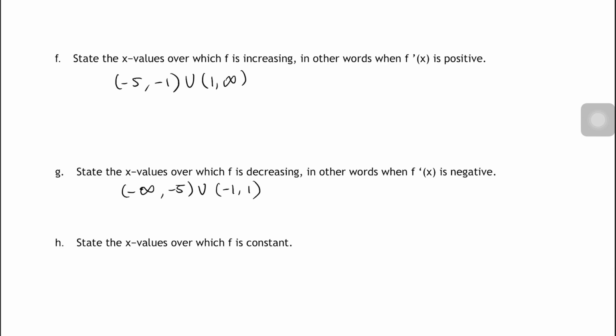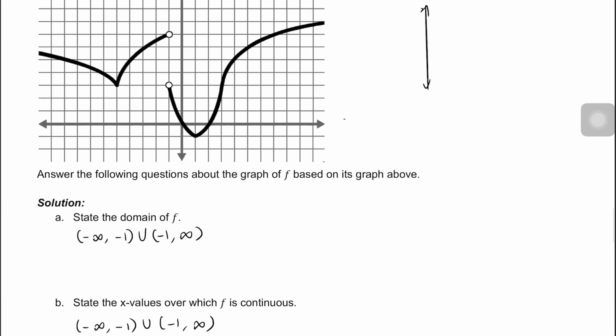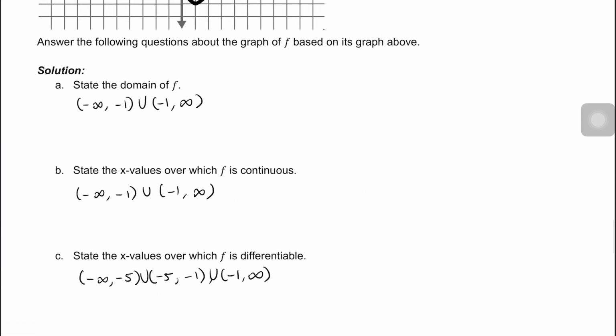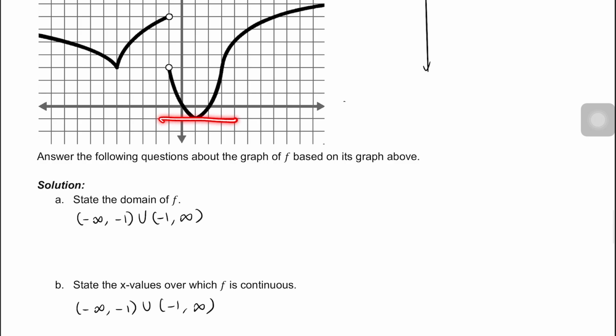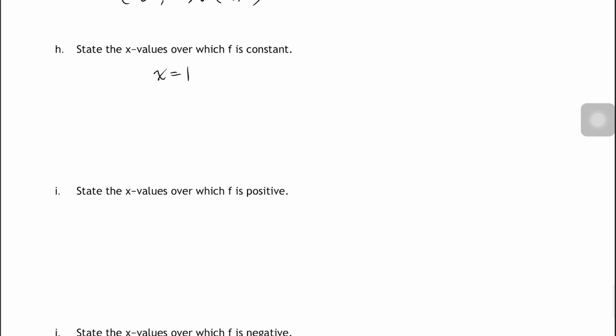And then we're going to find where f is constant. This will only happen at one single moment, and that is this moment right here, because that's where you have a horizontal line. So for that single moment at x equals 1, the function will be constant.